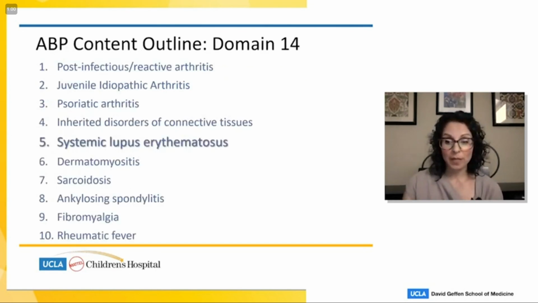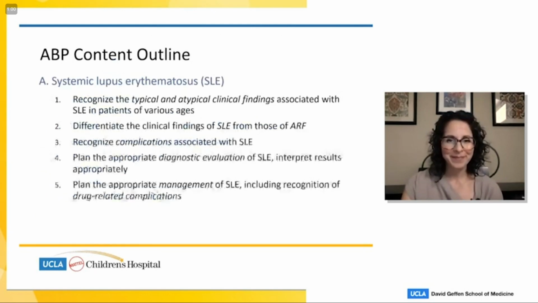Now moving on to lupus. This is a big one. So here is what is required by the ABP. Again, I will be highlighting throughout the lupus section, making sure every single one of these items is addressed.